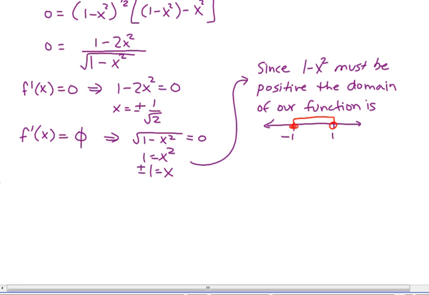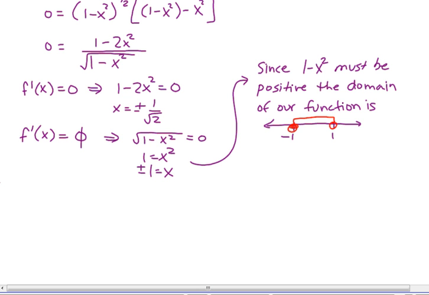Right? So that's the domain of our function, because otherwise you can't square root a negative number. Open. Yeah, it's open, because at those points, those are 0. You can't divide by 0. So our function is actually negative 1 to 1. Okay, so let's do our interval test.